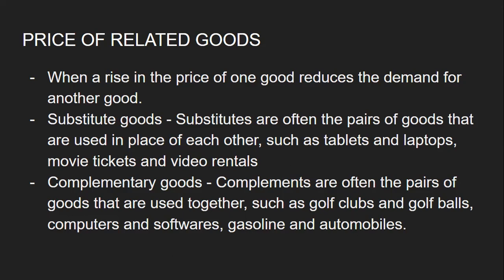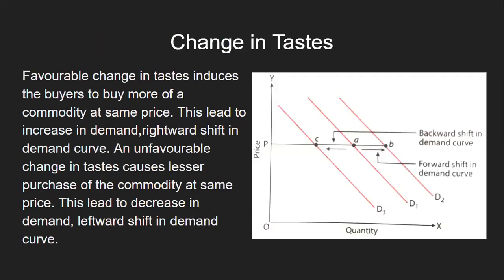Complementary goods. Complements are often pairs of goods that are used together, such as golf clubs and golf balls. If the price of golf clubs rises, the quantity demanded of golf clubs falls because of the law of demand, and demand for a complement good like golf balls decreases along with it.